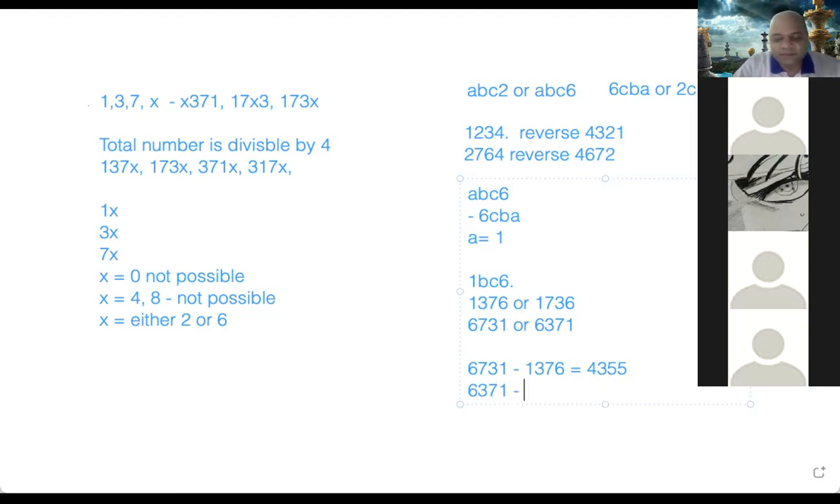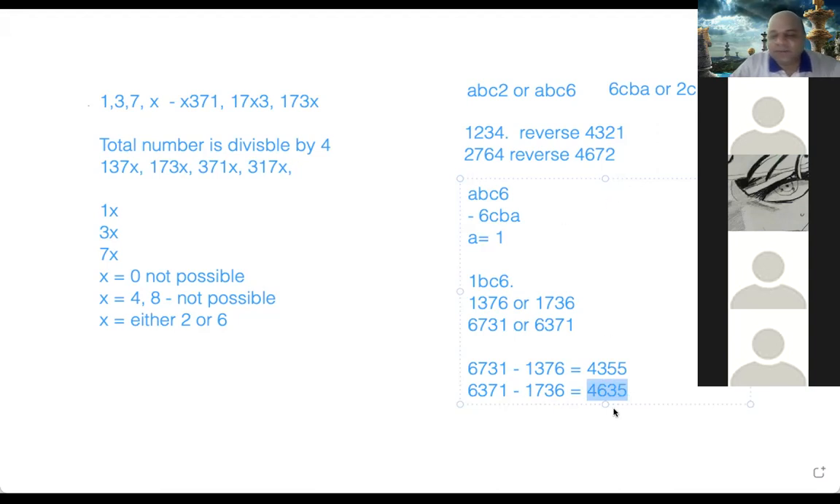The other possibility is 6371 minus 1736, because we found that the last digit is 6 and the first digit is 1. So how much is it? 11 minus 6 is 5. 6 minus 3 is 3. 3 minus 7 is not possible, so 13 minus 7 is 6. And 5 minus 1 is 4. 4635. That is how you got it.